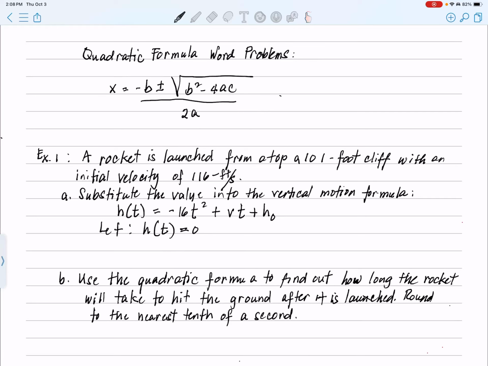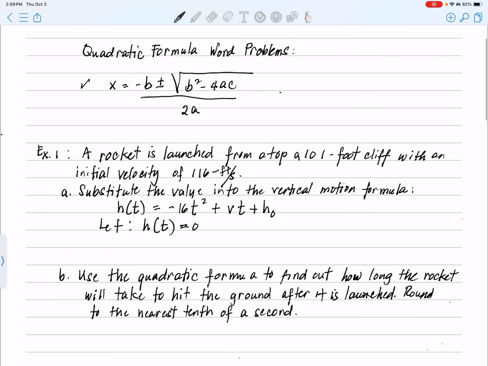Welcome to Matematika. Today we're going to do some word problems using the quadratic formula. I have written here the quadratic formula, which is x equals negative b plus and minus the square root of b squared minus 4ac, over 2a. We are going to use that formula in solving the problem.